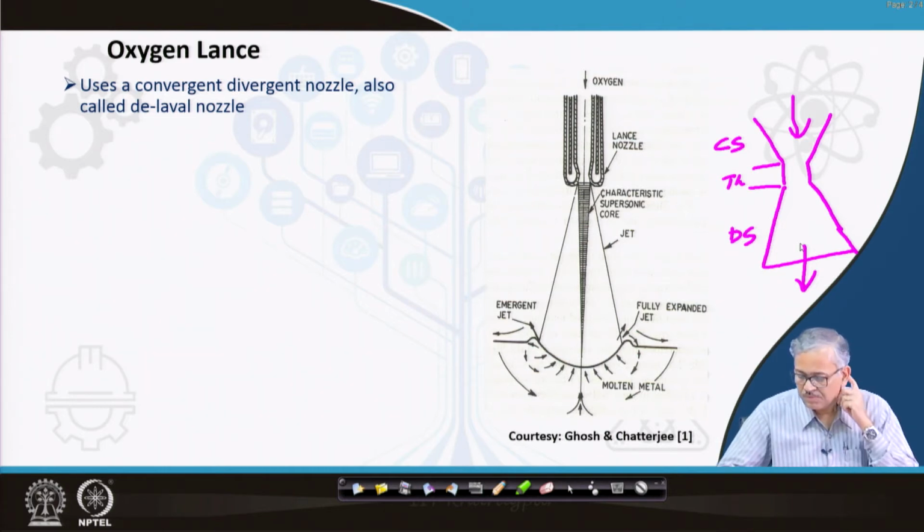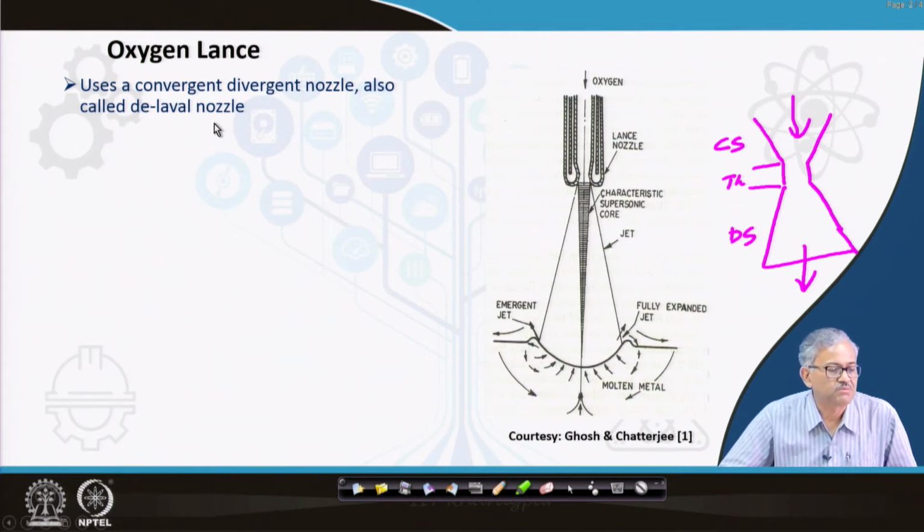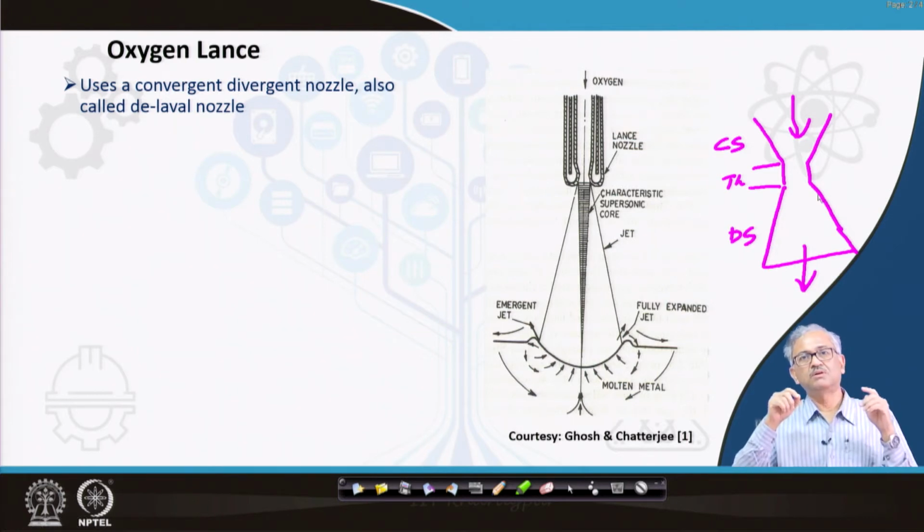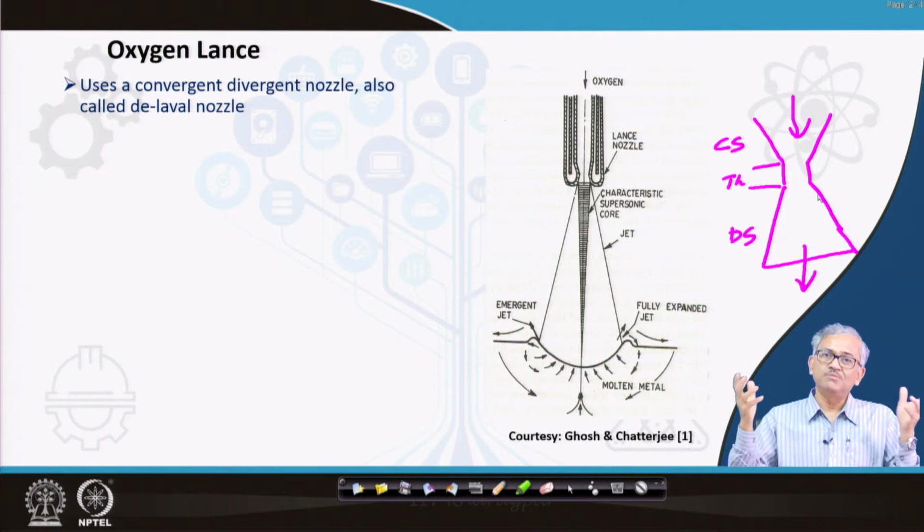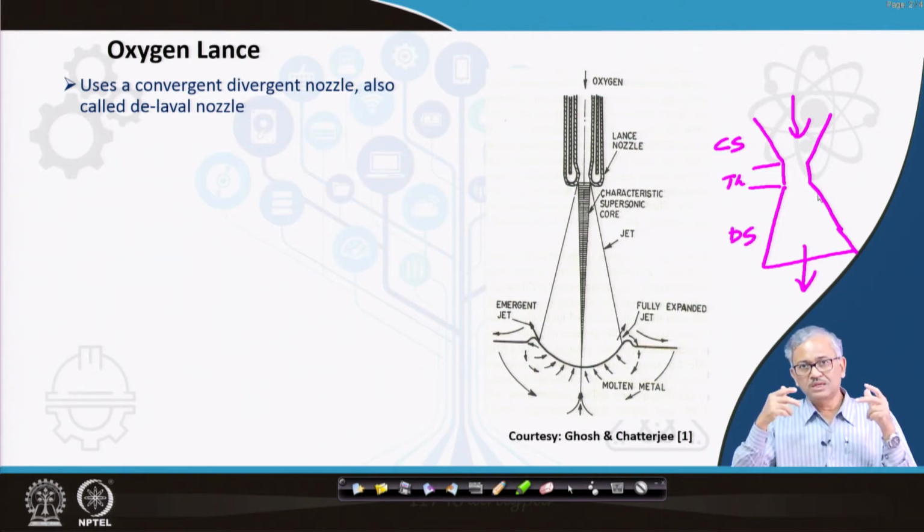Obviously, it will enter the surrounding atmosphere like this. Okay, so this is the advantage. You are basically using a convergent divergent nozzle, and that has the capability of accelerating the oxygen, or producing an oxygen jet at supersonic speed. And when the gas comes out of the convergent divergent nozzle, its pressure is almost equal to the ambient pressure. That's why the interaction with the atmosphere is not very large.